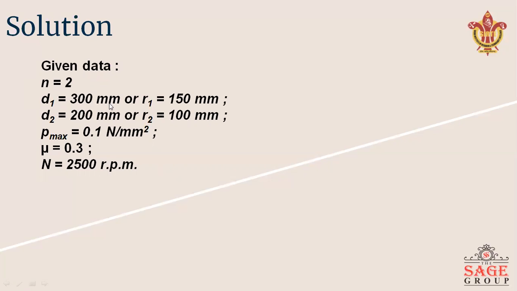And the diameter is 300 mm, so we have to calculate the value of R1, which is half of 300, that means R1 is 150 and R2 is 100. The maximum intensity of pressure is equal to 0.1 Newton per mm square, the coefficient of friction is equal to 0.3, and the speed is given as 2500 rpm. So now we have to calculate the power transmitted by the clutch.